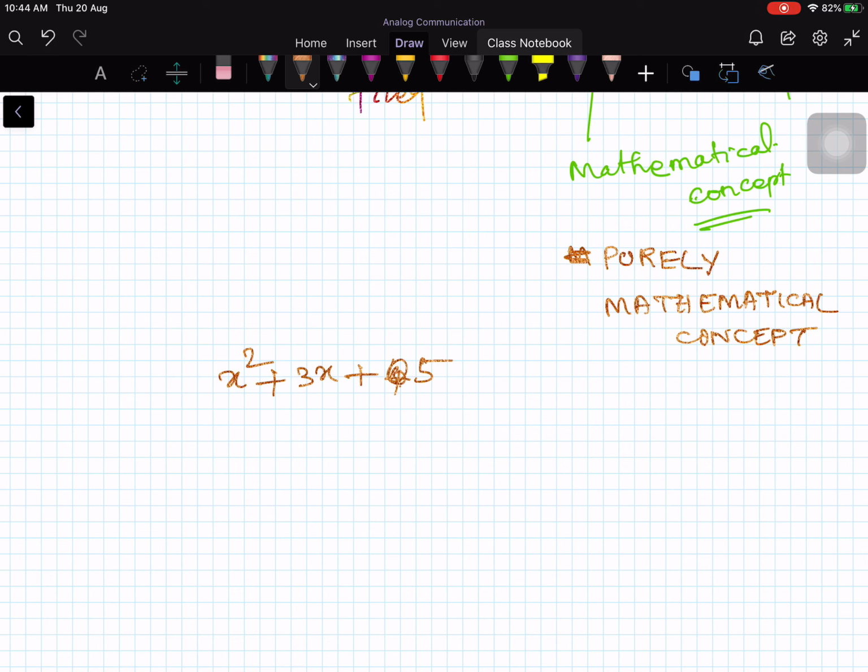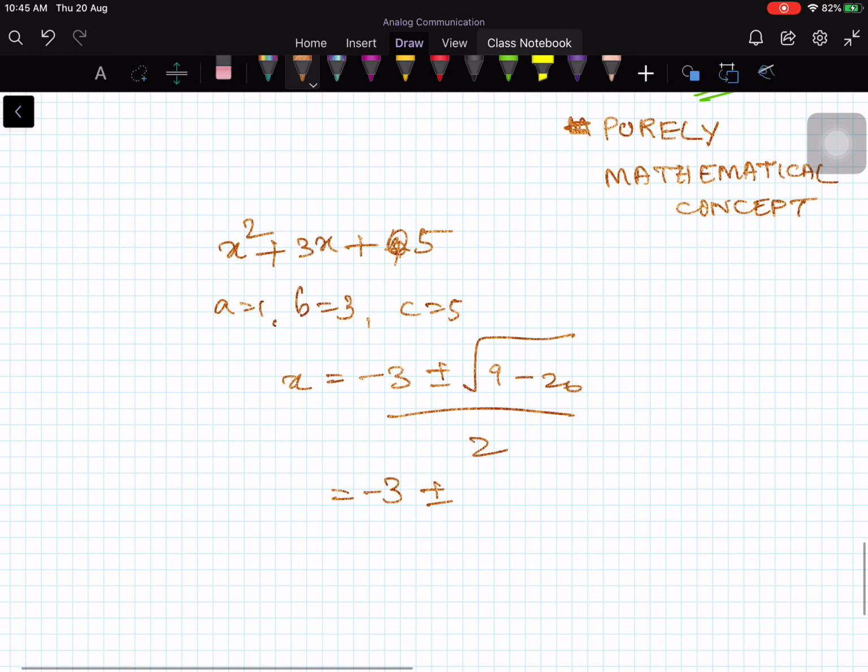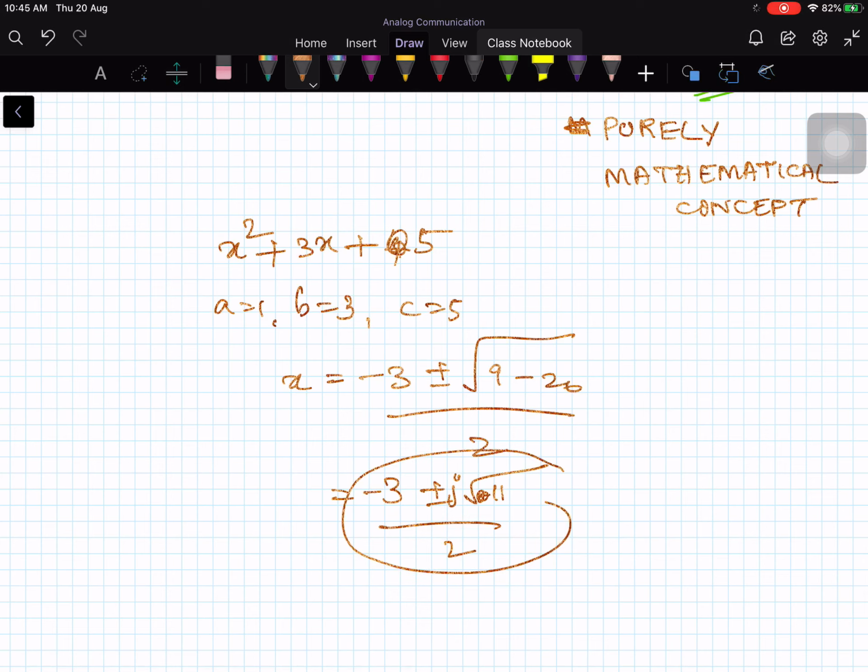a equal to 1, b equal to 3 and c equal to 5. So the roots are x equal to minus b, minus 3, plus or minus square root of b square, 9, minus 4ac, 20, divided by 2a, 2. So minus 3 plus or minus root of minus 11, which becomes j times root 11, divided by 2. Look at here, again I am getting a complex number: minus 3 plus j into root of 11, and minus 3 minus j into root of 11, by 2.